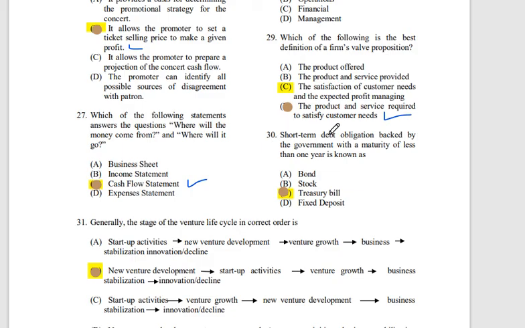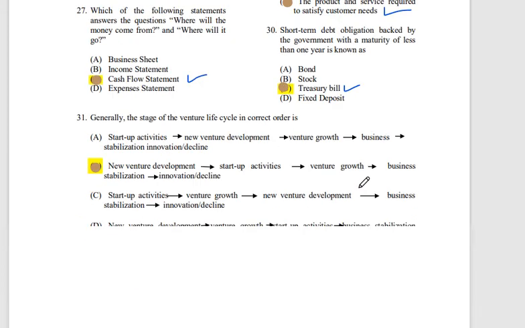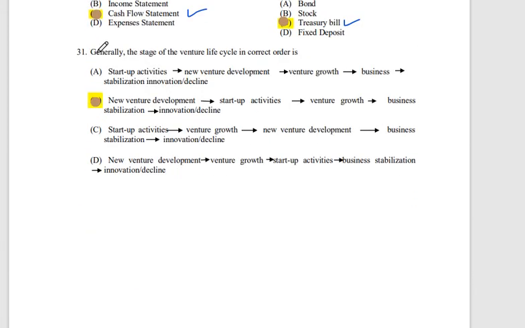Question 30 says short-term debt obligation backed by the government with a maturity of less than 1 year is known as C. A treasury bill. 31 says generally the stages of the venture life cycle in the correct order are, that's B. New venture development, startup activity, venture growth, business stabilization, innovation.